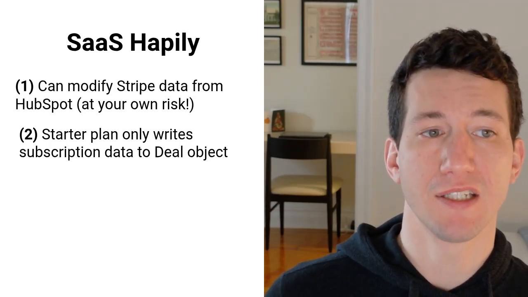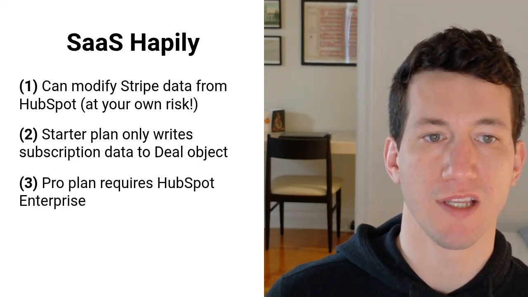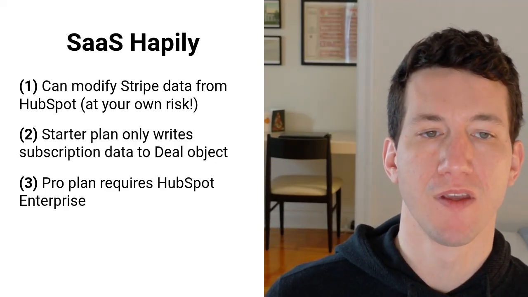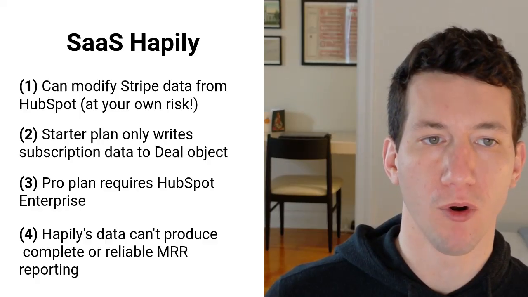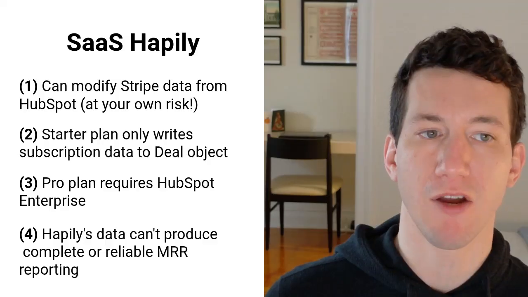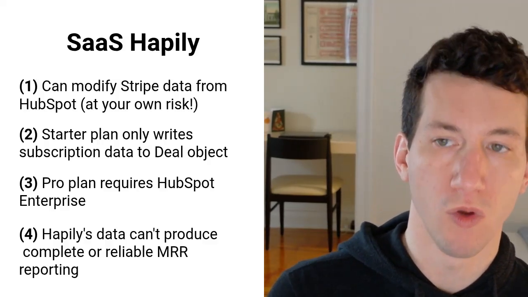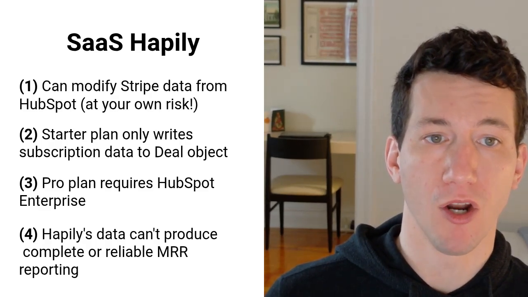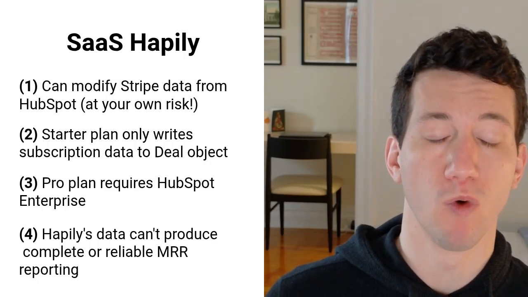Happily's $619 per month Pro plan includes 2 custom objects for subscriptions and transactions instead of deals, which is a much better approach but requires HubSpot Enterprise. And for subscription businesses, Happily does not produce complete or reliable MRR reporting. For example, Happily doesn't create churn records, and its upgrade and downgrade records don't include essential fields like previous MRR, updated MRR, or the actual MRR change. Happily also doesn't import all historical MRR changes, so if you care about accurate subscription analytics inside HubSpot, Happily likely won't meet your needs.